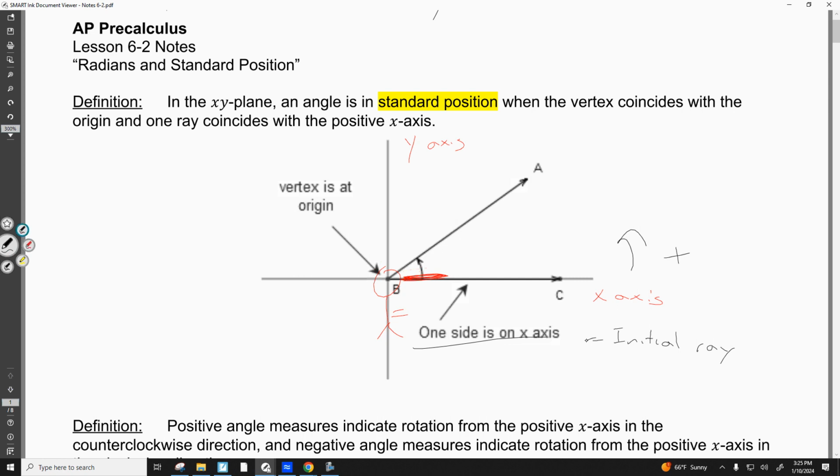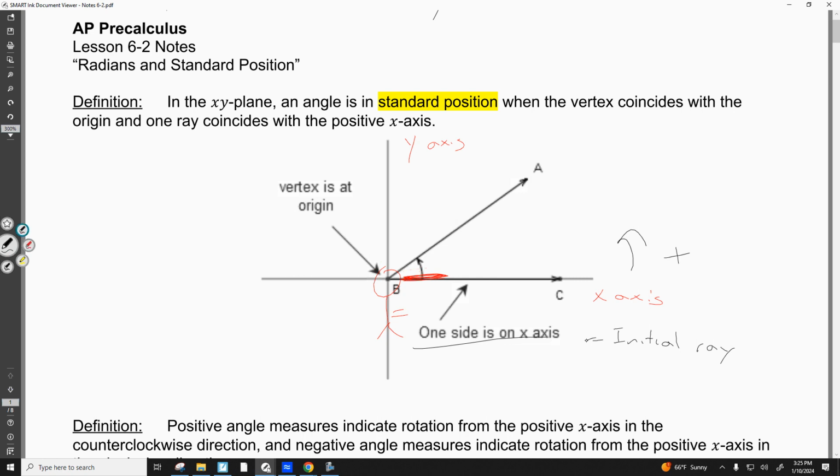Where is 210 degrees? Now it should all look the same, but tell your neighbors, where is it? Where's 210 degrees? Here's 0. Here's 90. Here's 180. Where's 210? 30 degrees more.